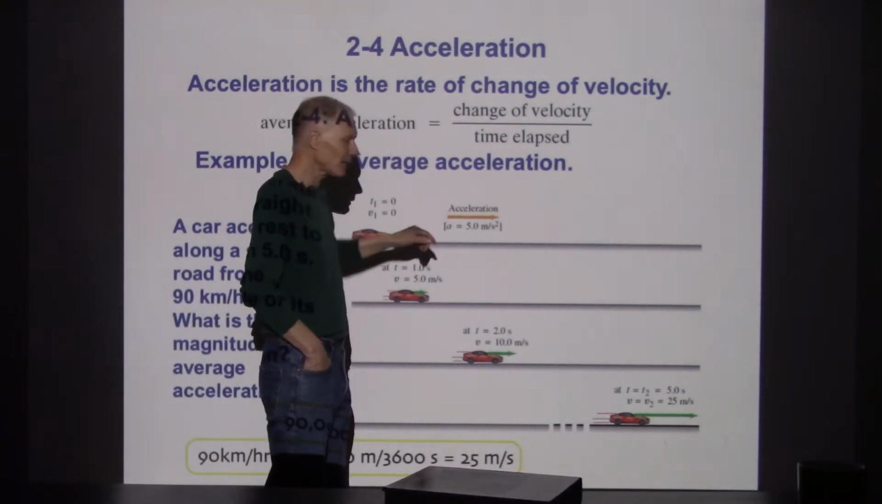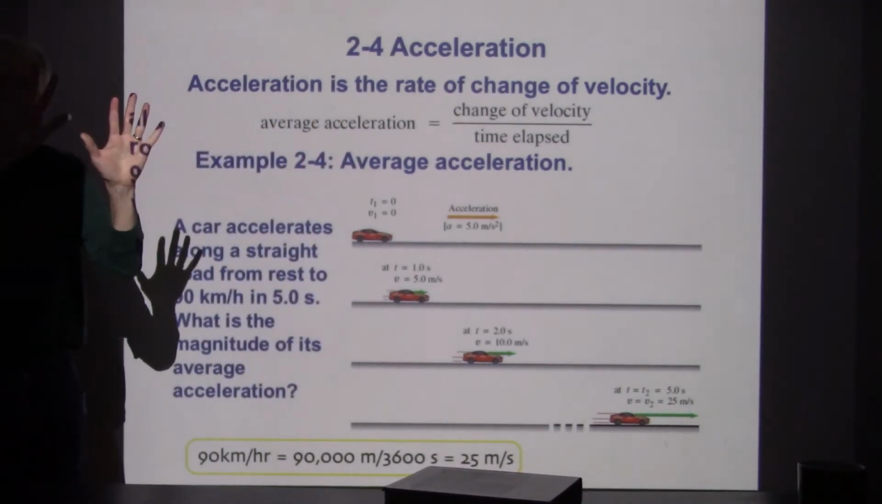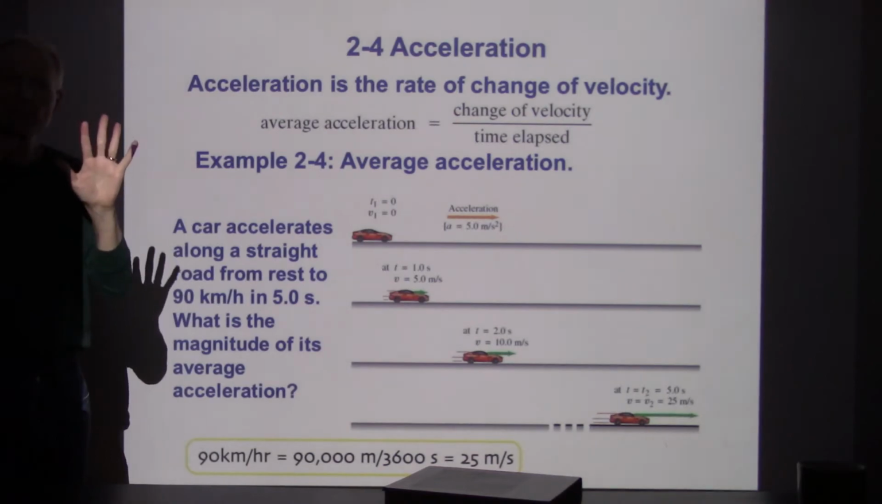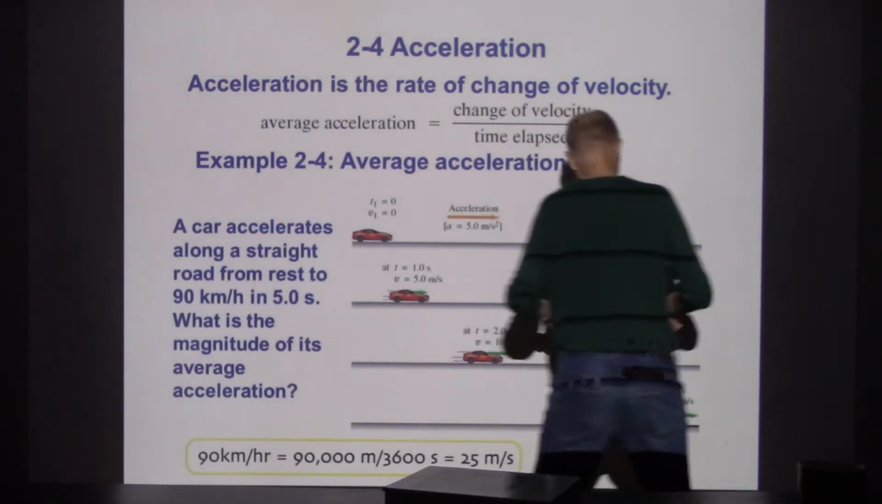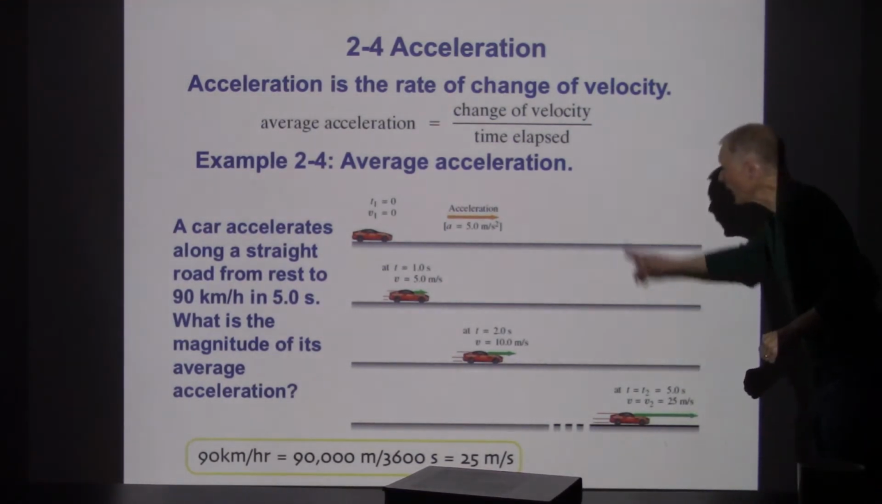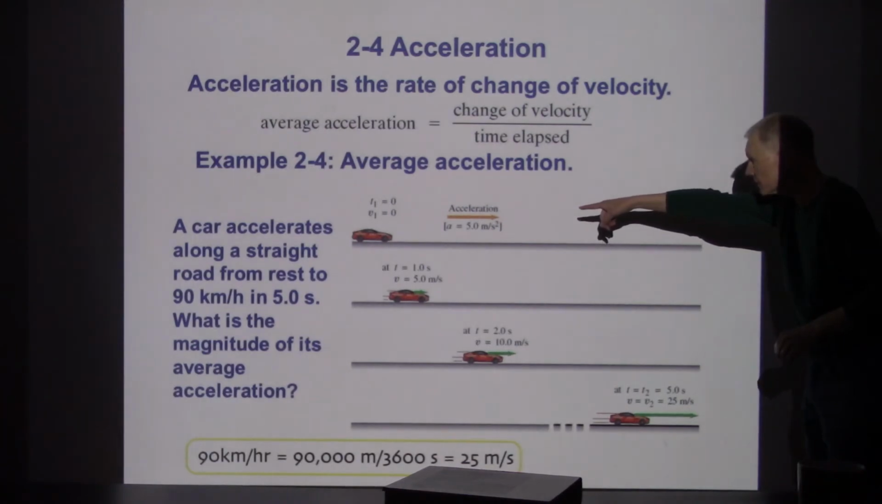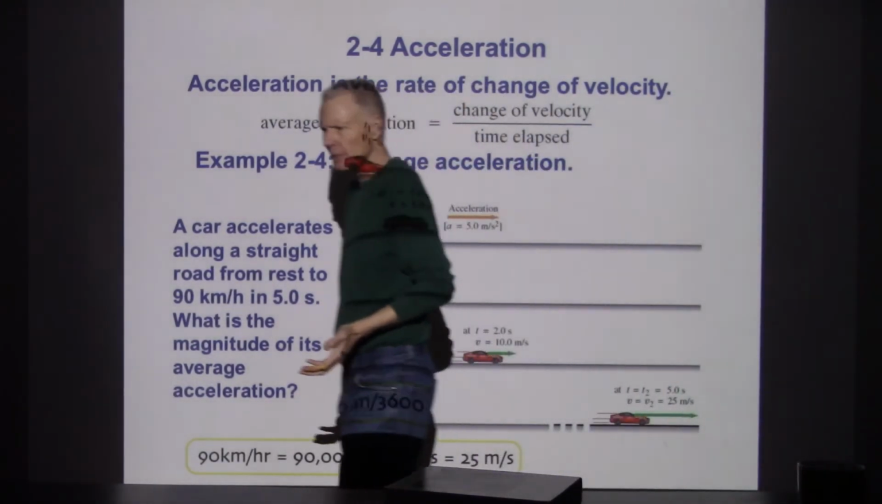So after 1 second, it's going 5 meters per second. After 2 seconds, it's going to be 10. After 3 seconds, that's going to be 15, and then 20, and then 25. So by the time we've traveled for 5 seconds at that consistent, constant acceleration, we're going to be all the way to 25. Now the accelerations don't have to be constant.